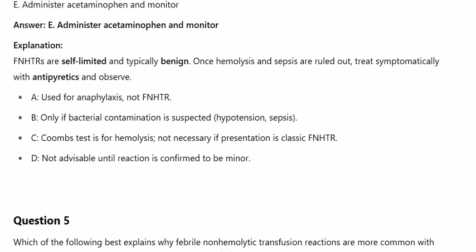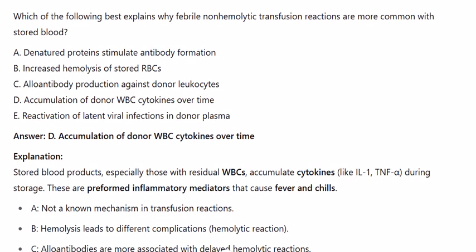Which of the following best explains why febrile nonhemolytic transfusion reactions are more common with stored blood? A. Denatured proteins stimulate antibody formation. B. Increased hemolysis of stored RBCs. C. Alloantibody production against donor leukocytes. D. Accumulation of donor WBC cytokines over time. E. Reactivation of latent viral infections in donor plasma. Answer D. Accumulation of donor WBC cytokines over time.